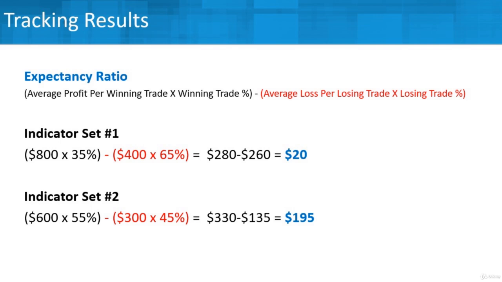Now we're making 195 per trade, and you can keep adjusting your indicator sets or keep tweaking this a little bit until you can get to an expectancy ratio that's working for you, and you can kind of repeat this over and over as the idea. But right now, let's say we're at 195.